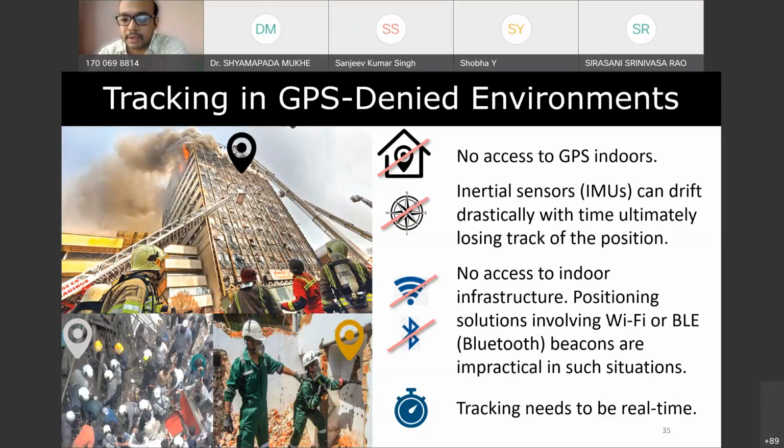Just to confuse you. Another thing is that the tracking needs to be real time. So if you are sending troops inside the building from outside, we should be able to track them, right? In order to save their lives or make sure that they are not in danger. Okay, so these are the motivating factors. Why do you need a GPS-free solution indoors?